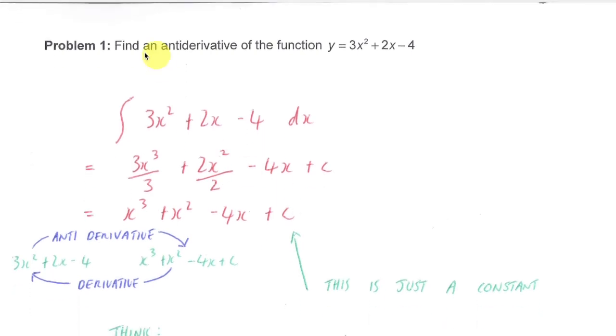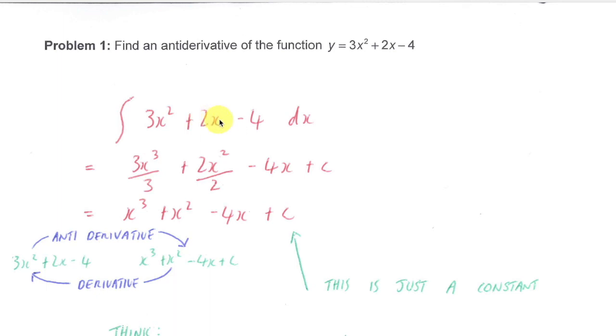Okay, problem 1. Find the antiderivative of y equals 3x squared plus 2x minus 4. So there's my integrand symbol. So I'm taking the antiderivative of this expression here with respect to x. Look at the 3x squared. The power goes up by 1, so it becomes a 3. That 3 there remains. But I divide by the new power. So the new power is 3, so that's what I divide by.